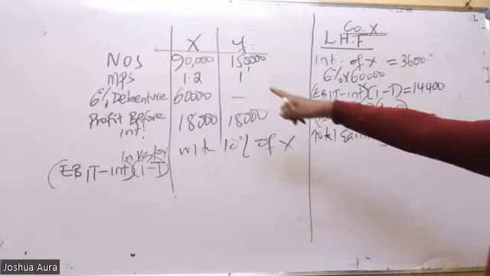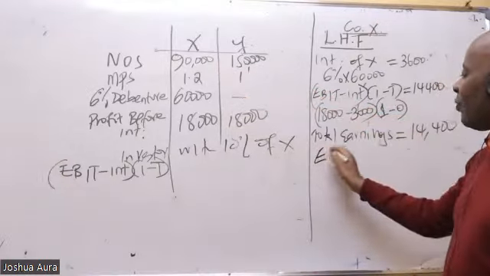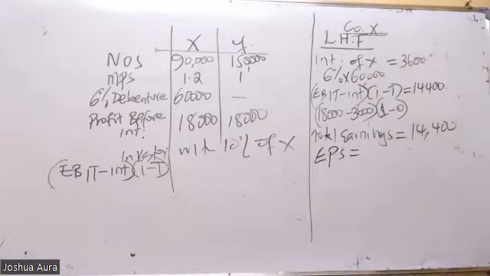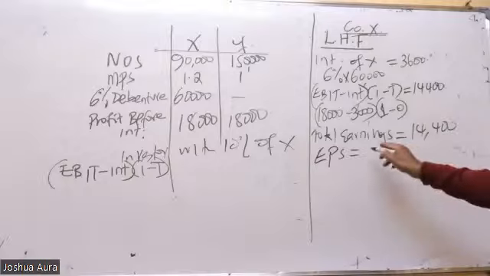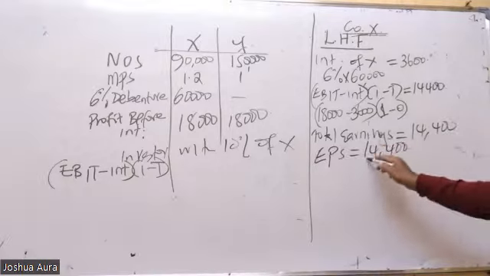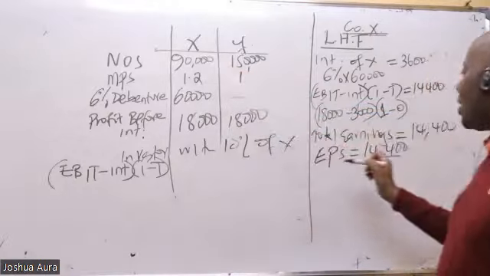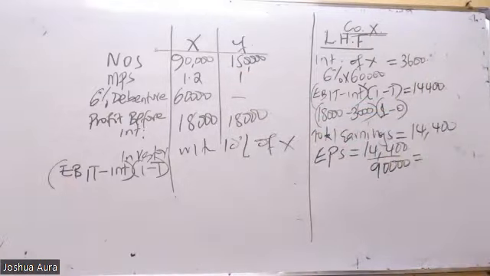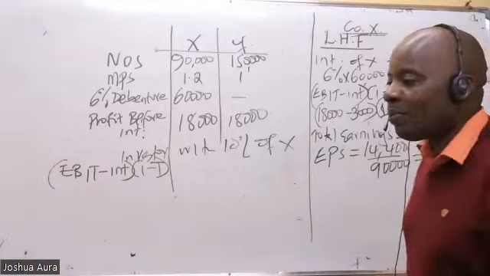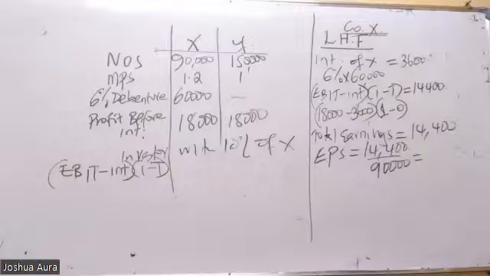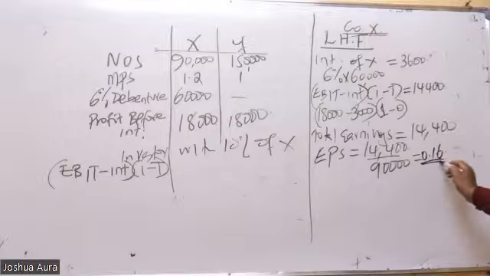We know the number of shares that the company has, so please give us the earnings per share for company X. It will be the total earnings, the profit after tax, divided by the number of ordinary shares, 90,000. How much are we getting here for earnings per share? We have 0.16.